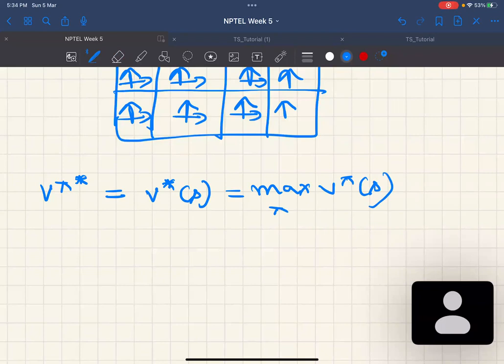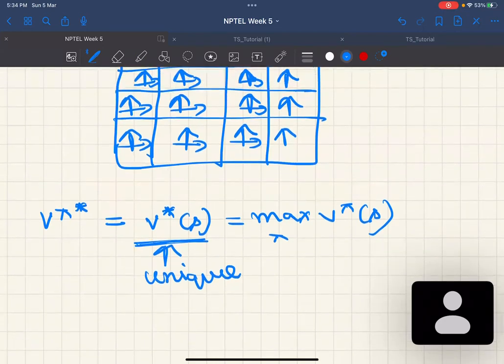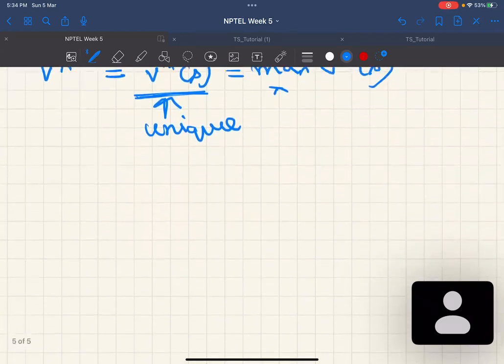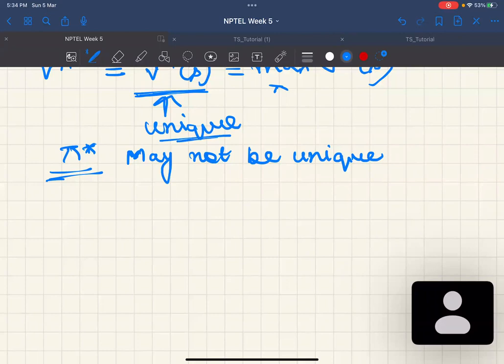Now, what I told, there may be many optimal policies. There is not a unique policy. If I talk about the value function, it is basically unique here. Whatever policy I follow, I'll go top, I'll go right, the value will always be the same with all those optimal policies which I obtain. Pi star may not be unique. But V star, if I talk about V star, it is unique for us.